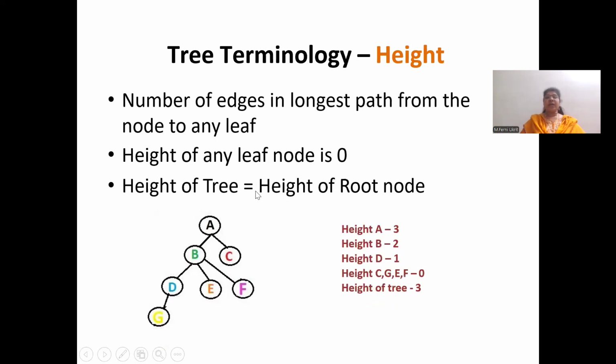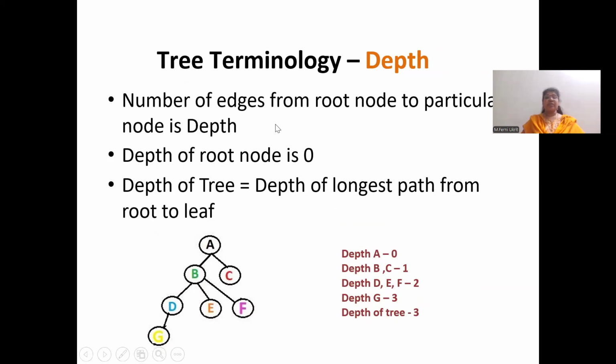And depth. For height, you take from the particular node to the leaf. But for depth, you take from the root node to the particular node. So for A, it will be 0 because A is the root node. But for B, you go from this node to the root node. So for B to A, it is 1. C to A is also 1. But for D, this will be 2, that is D to B, B to A. Similarly, G to D, D to A, likewise it goes.